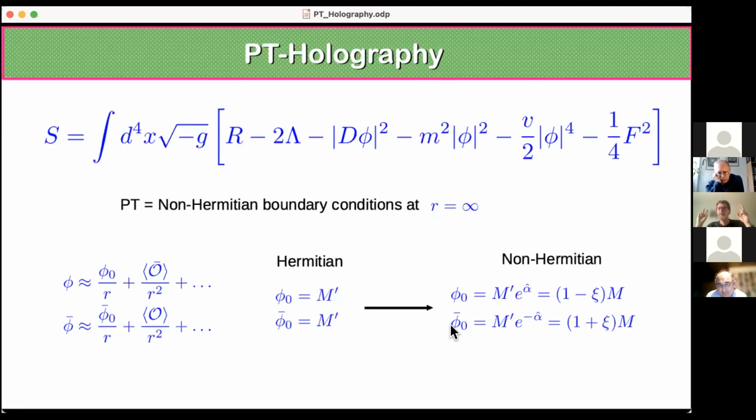But for the complex conjugate, I demand that it's m prime times e to the minus alpha, because that's the analytic continuation of this U1 transformation. And then I just want to parameterize it like this. Now I say, well, these are just two arbitrary real numbers, and I parameterize them differently like this with the parameter psi. And I do this because then, in this parameterization, as we will see, this PT phase transition sits precisely at psi equals 1 or psi equals minus 1.